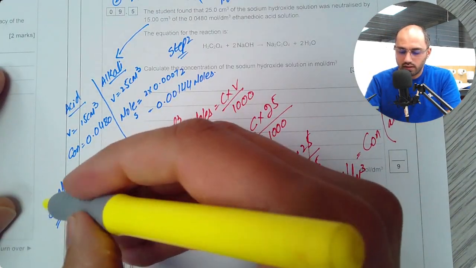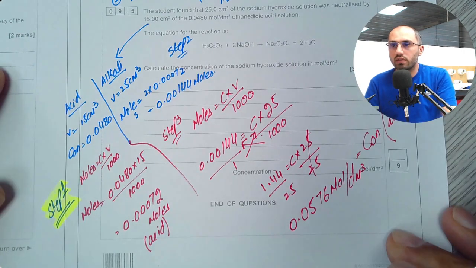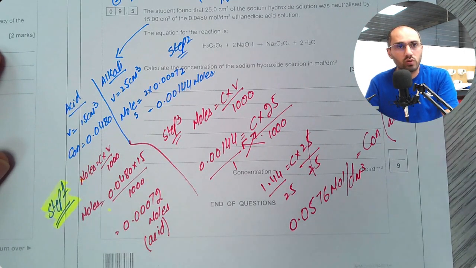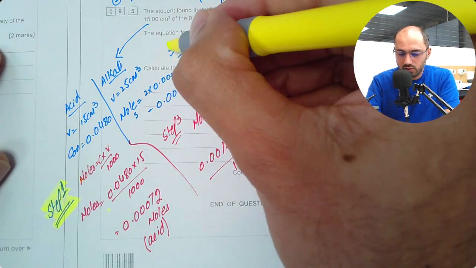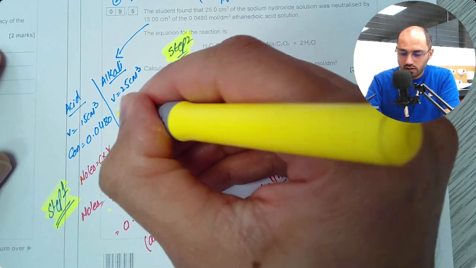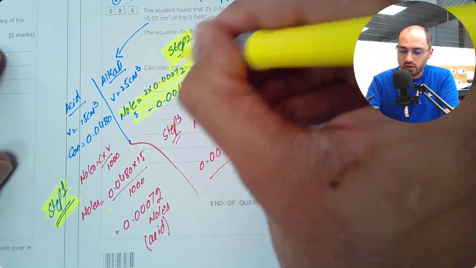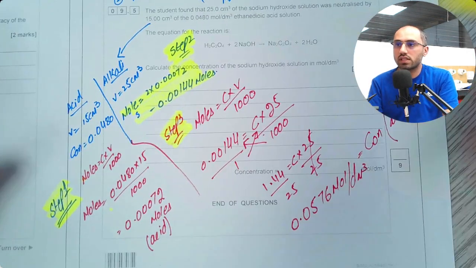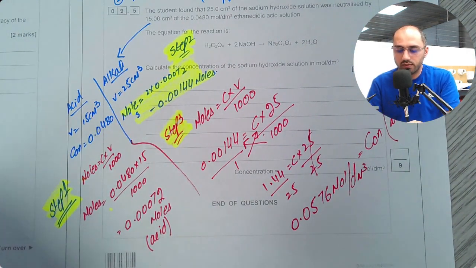Step 1 is always convert given volume and concentration into moles. Step 2 is always using the equation. This is from step 2. And then step 3 is always using the same equation, which is moles equals C times V over 1000, to find the missing concentration.